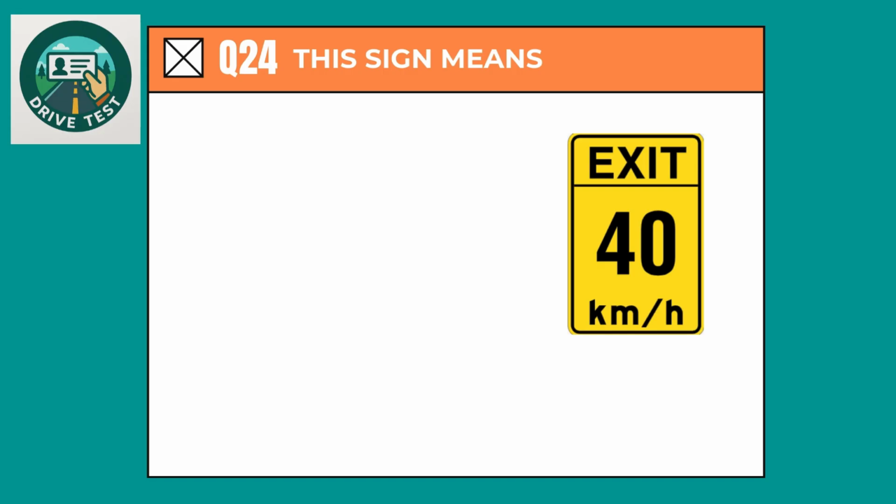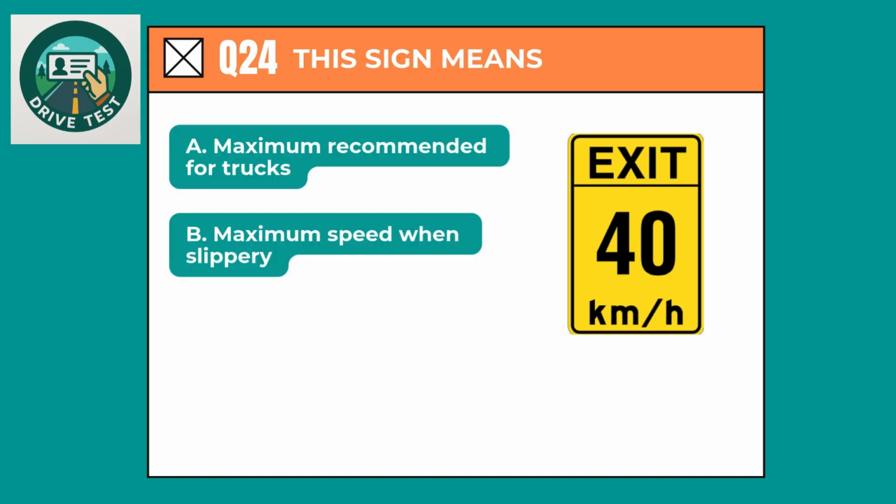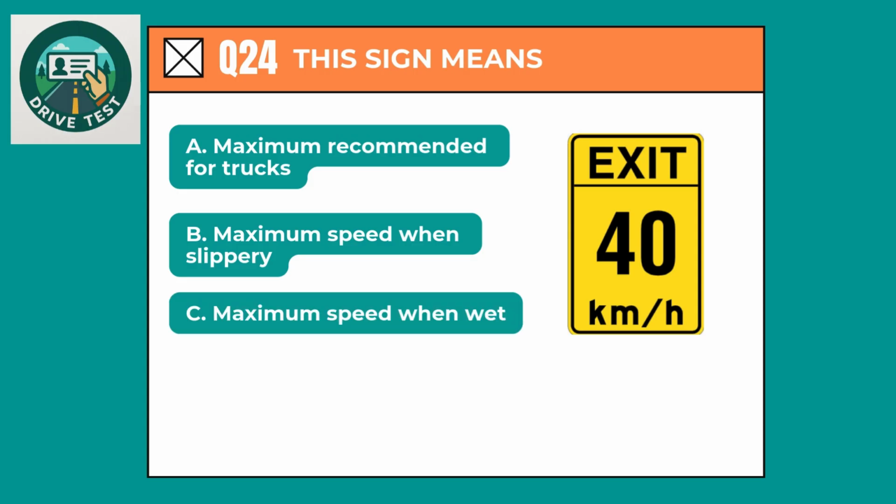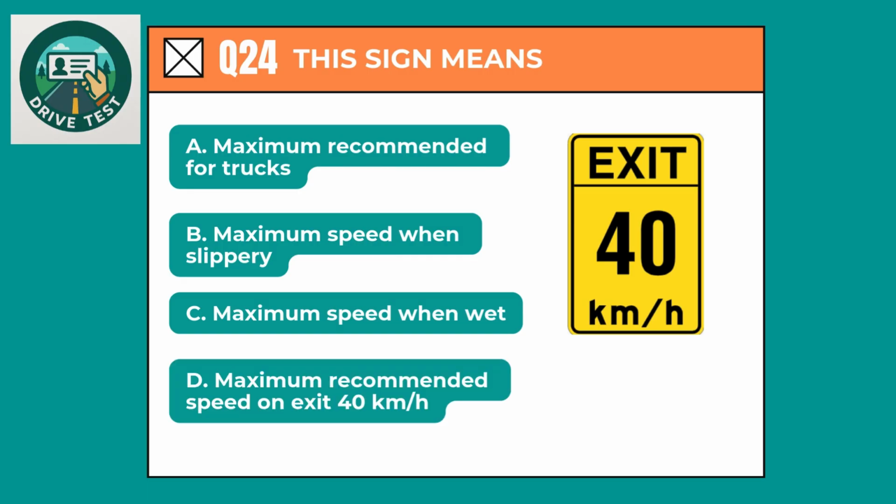Question 24. This sign means A. Maximum recommended for trucks. B. Maximum speed when slippery. C. Maximum speed when wet. D. Maximum recommended speed on exit 40 kilometers per hour. The correct answer is D. Maximum recommended speed on exit 40 kilometers per hour.